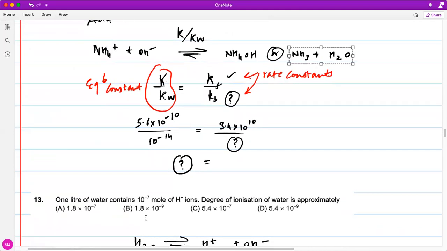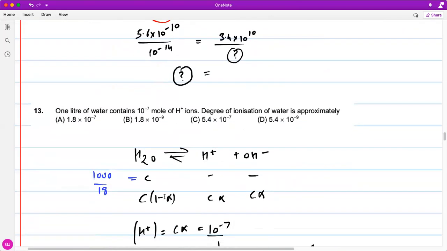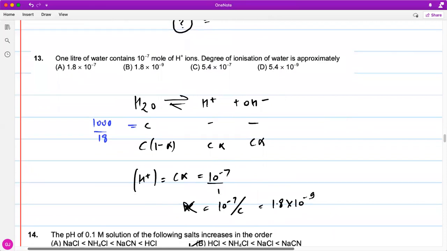The 13th question is very easy. We have done something similar to it in the class. So 1 liter of water contains 10 to the power minus 7 moles of H plus, and it's being asked what is the degree of ionization of water. We write it as C, C(1 minus alpha), C alpha, and C alpha of OH minus. Here we can use the H plus concentration because it is directly C alpha. You can get the value of alpha by dividing 10 to the power of minus 7 by C. C, as we have done in class many times, is 1000 by 18 molar.